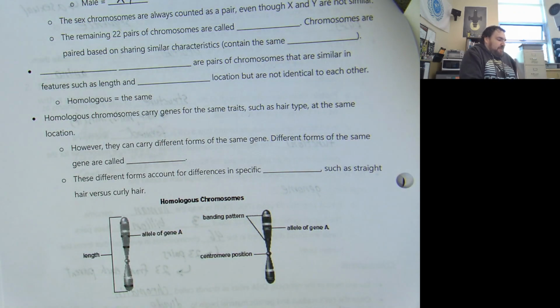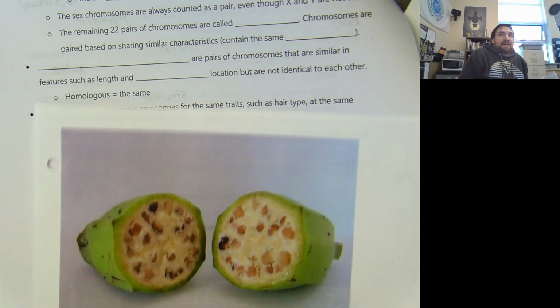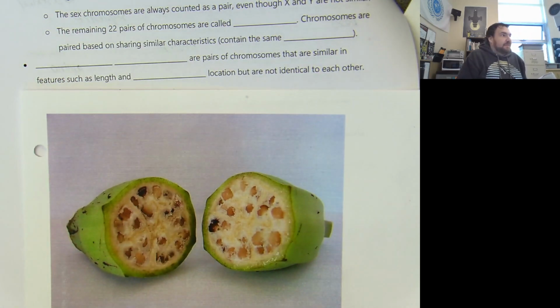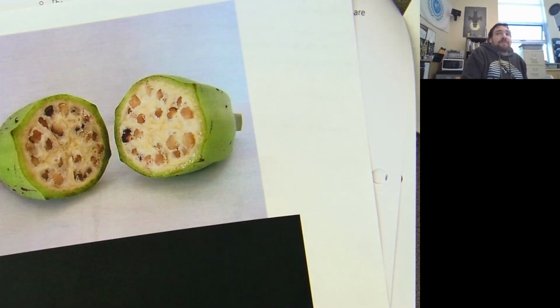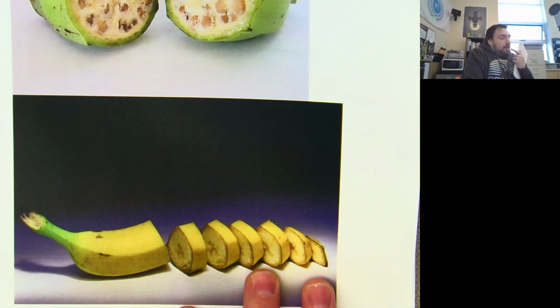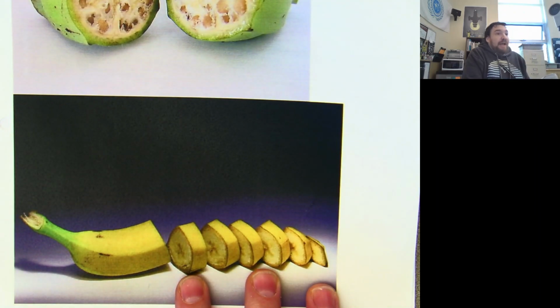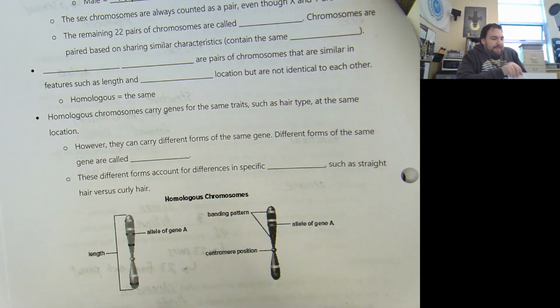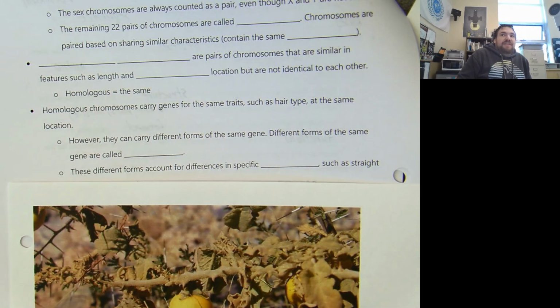Here's another example. This is a banana. It's a banana. That's gross. Those seeds are massive. There's hardly any flesh. This is what you're used to bananas looking like. We have bred bananas to look this way. I want you to guess what this plant is.